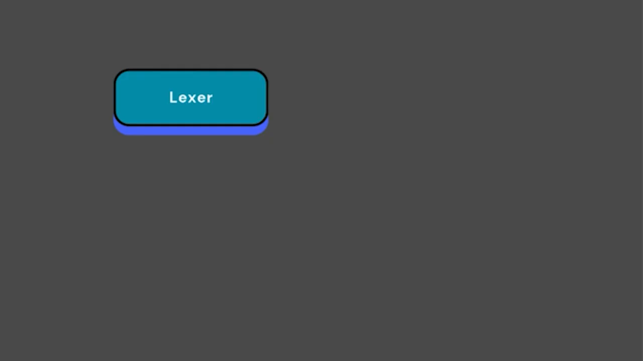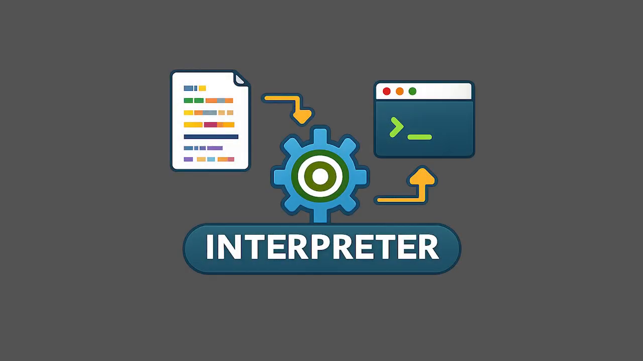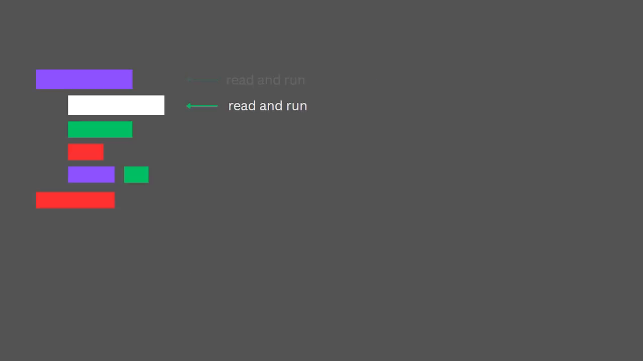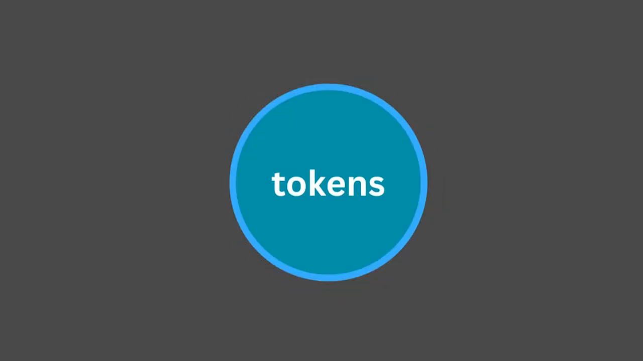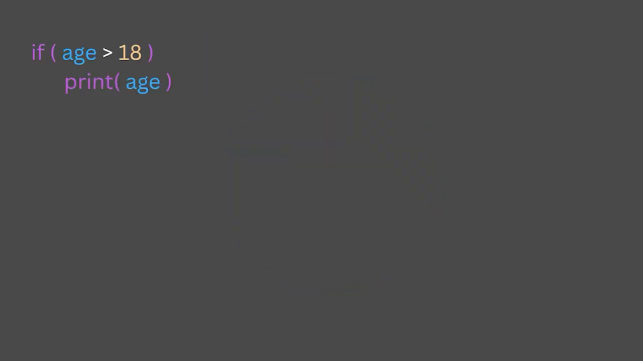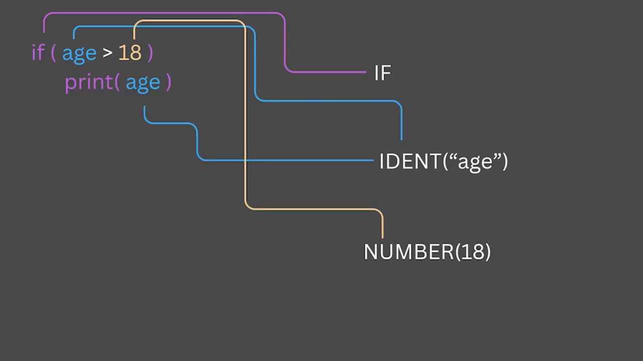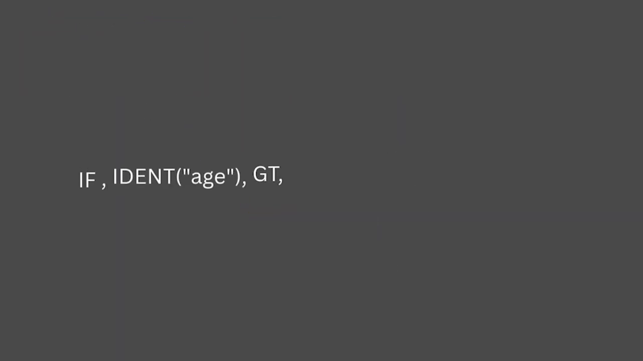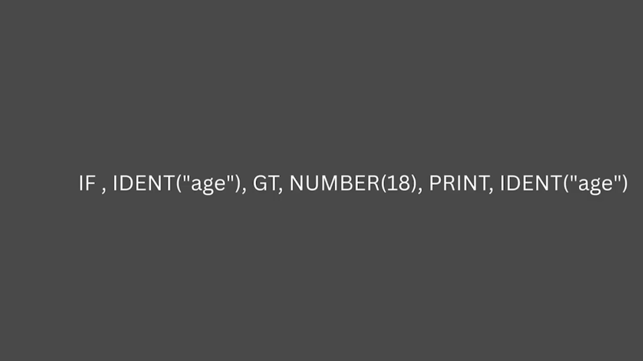Stage 1. Lexing. The interpreter reads the raw text of your code and breaks it into small meaningful pieces called tokens. For example, this line of code becomes tokens like if, identifier age, greater than, number 18, and so on. It's like splitting a sentence into individual words and symbols.